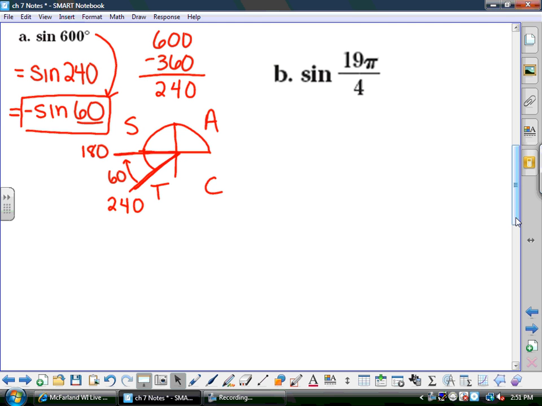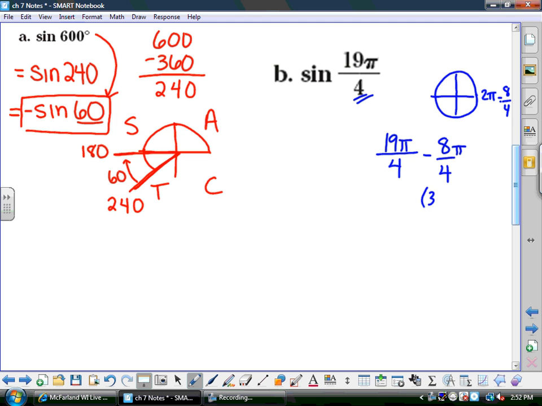If you are very concerned by radians and you want to change this into degrees, that's fine. But working in radians is going to be the same as working in degrees. 19 pi over 4 is more than 1 trip around the circle. 1 trip around a circle in radians is 2 pi. And since we're in fourths here, 2 pi is the same as 8 fourths, 8 pi over 4. So I'm going to take that 19 fourths and I'm going to subtract 8 fourths. I'm going to subtract 1 trip around the circle. That's just like subtracting 360 was in the last example.